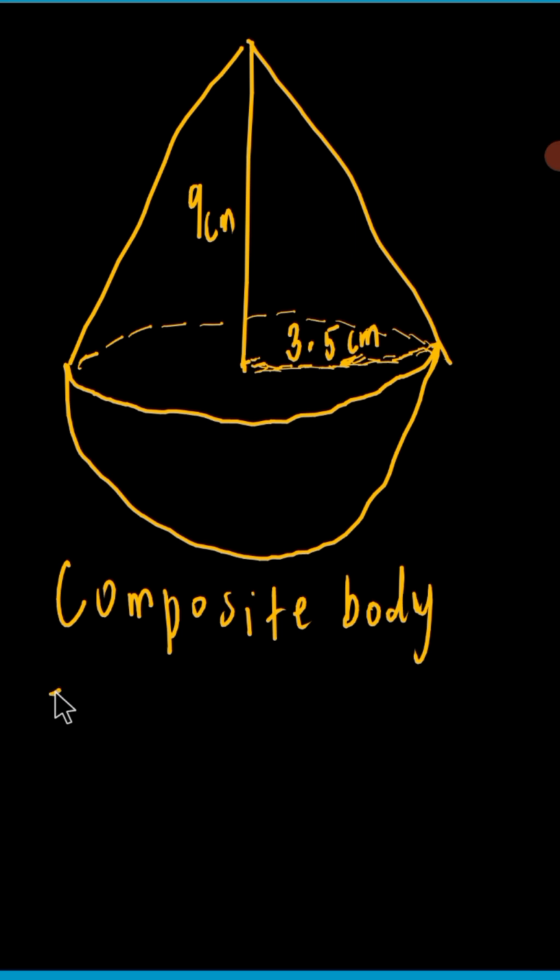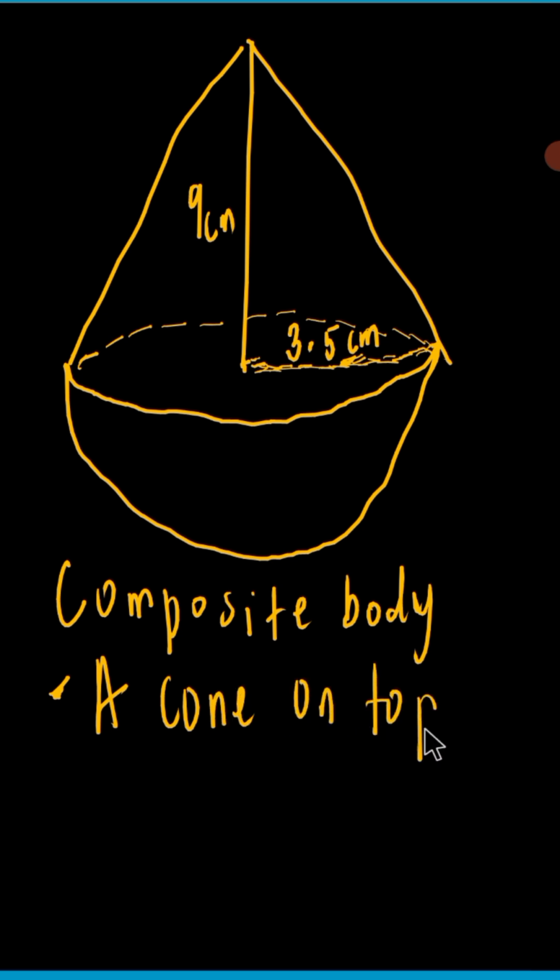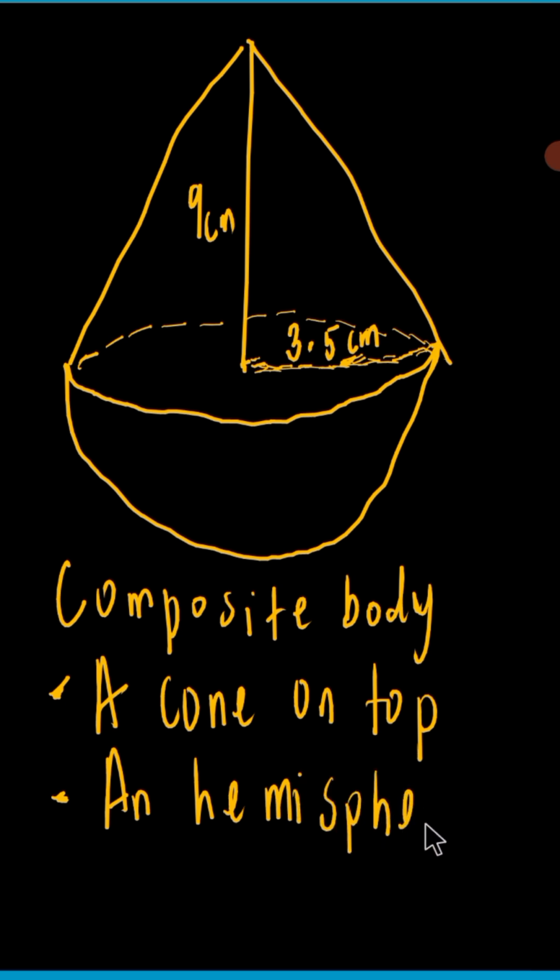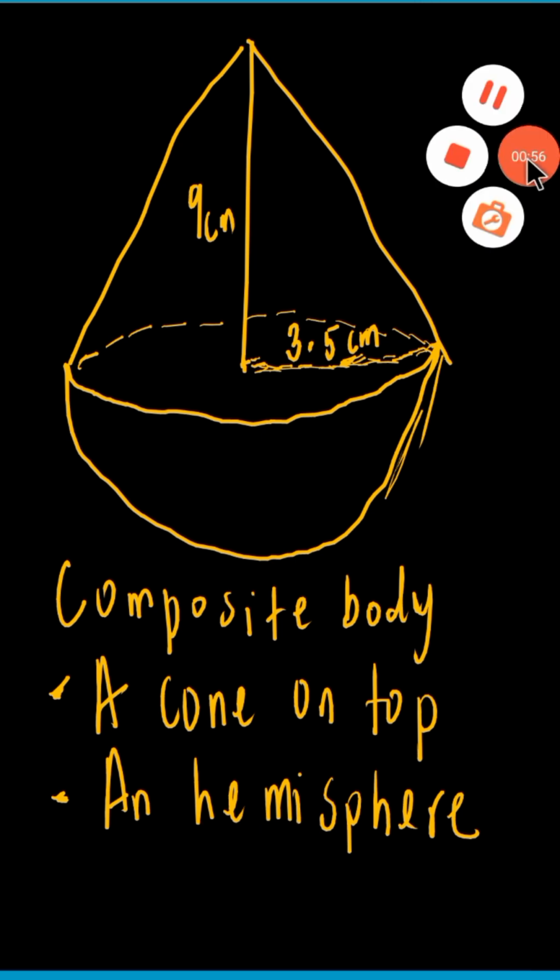And what are the shapes that we have here? We have the first one, a cone, which is the solid shape on top, a cone on top. And we have a hemisphere. That's the second solid shape that we have here. So this solid shape is made up of a cone at the top and a hemisphere at the bottom.